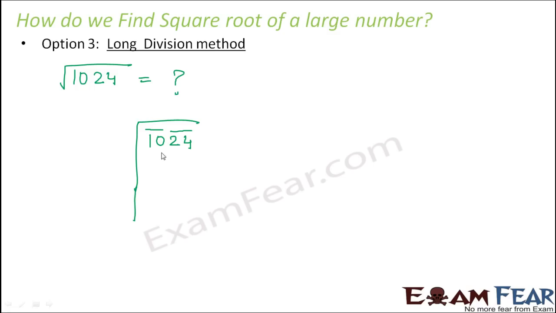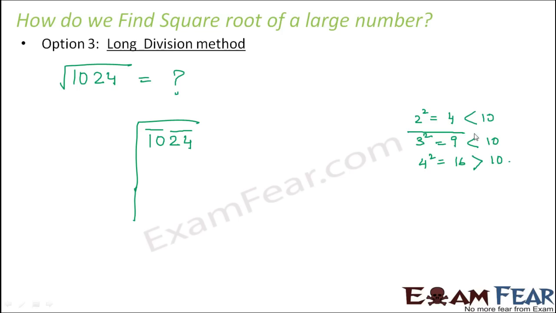Now just focus on the digits under the first bar. The digits under the first bar are 10, right? Now start looking for the perfect square which is less than or equal to 10. For example, 2 square is equal to 4, so 4 is less than 10. 3 square is equal to 9, which is also less than or equal to 10. 4 square is equal to 16, which is greater than 10. So we are only looking at values which are either less than or equal to 10.